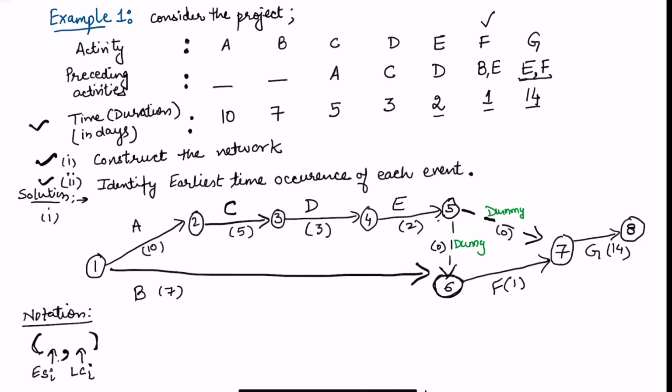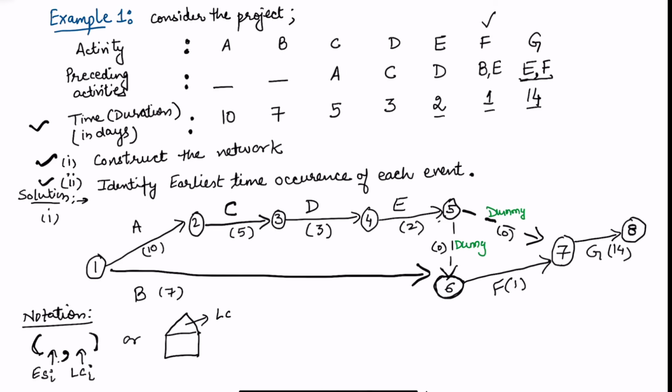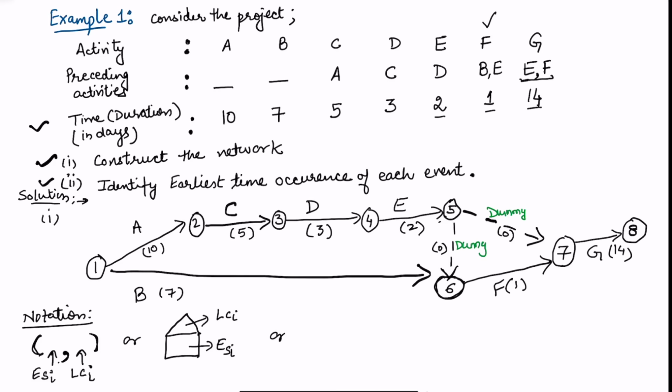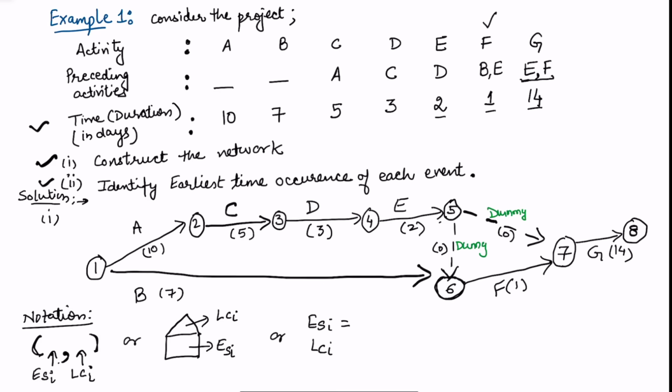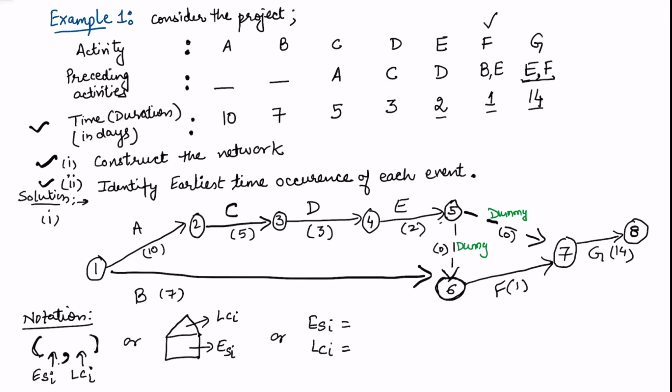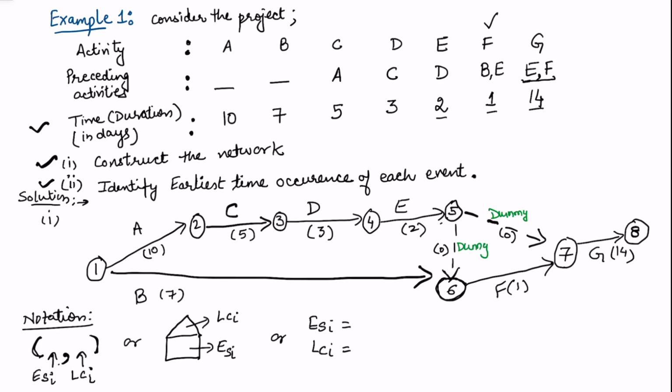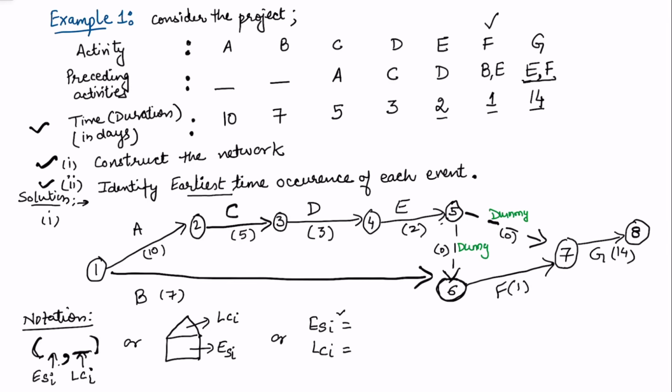Either I can use this ordered pair sort of notation, or I may use this sort of notation where you mention here latest and here earliest. Whichever notation we are using, we just need to mention what my earliest time is and what my latest time is. These two are going to be the requirement for the critical path, so we always write both times together. But in this particular question, since I only require earliest time, I am only writing the earliest time here, and I am following this notation so that I don't leave a blank.